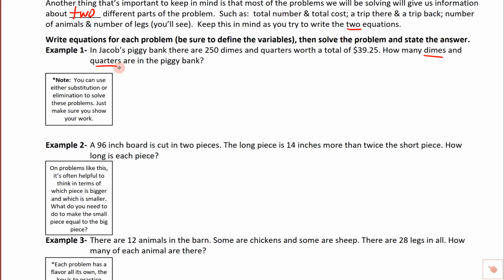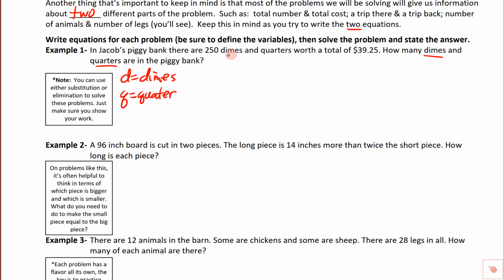So here's what I'm going to do on this one. I'm going to say D equals dimes. Now, if I wanted to, I could say X equals dimes. Normally, the first one, we'd let that equal X, and the second one, we'd let that equal Y. But in this particular case, it makes sense if we use the letter that starts with the word that we're looking for. So D for dimes and Q for quarters.